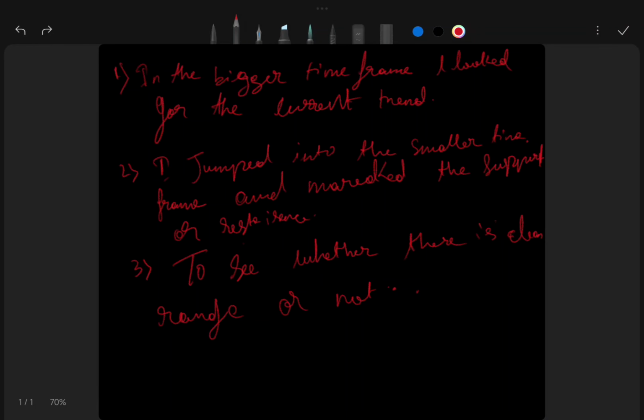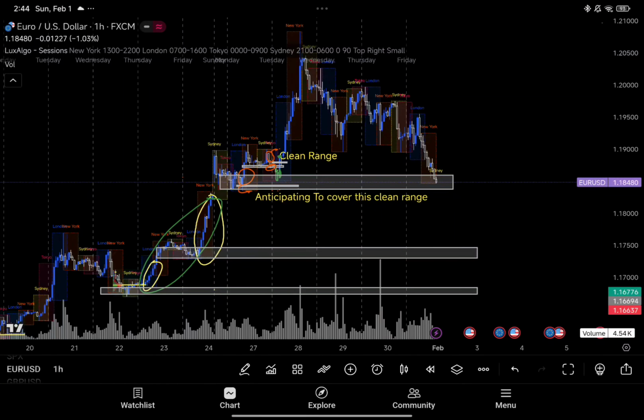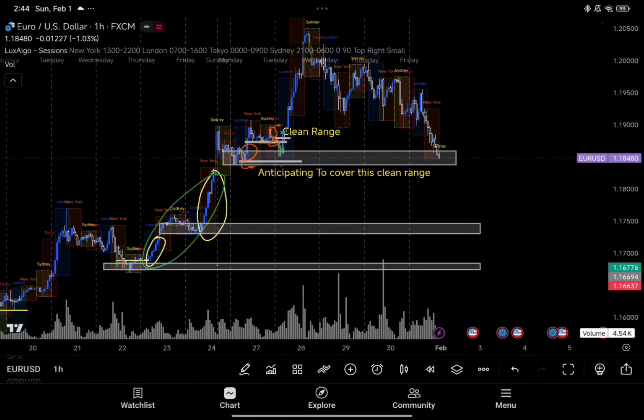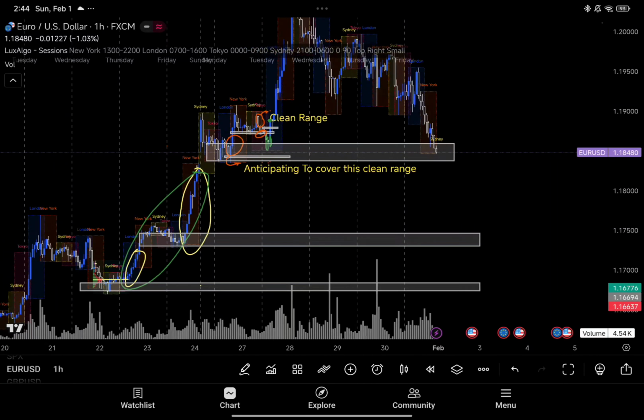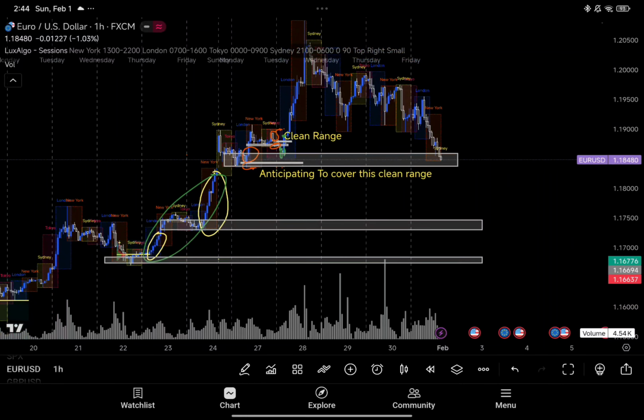This is a complete strategy playbook which includes only three simple points. In the bigger time frame I look for the latest current trend, the ongoing trend. On the second step I jump into the smaller time frame and mark the supports and resistances. In the third step, I see whether there is a clean range or not. If there is a clean range, I anticipate capturing some pips within those clean ranges. And if there is not a clean range, then I just leave the market to do its thing. I don't overtrade, I don't revenge trade, and I don't trade against my strategy.